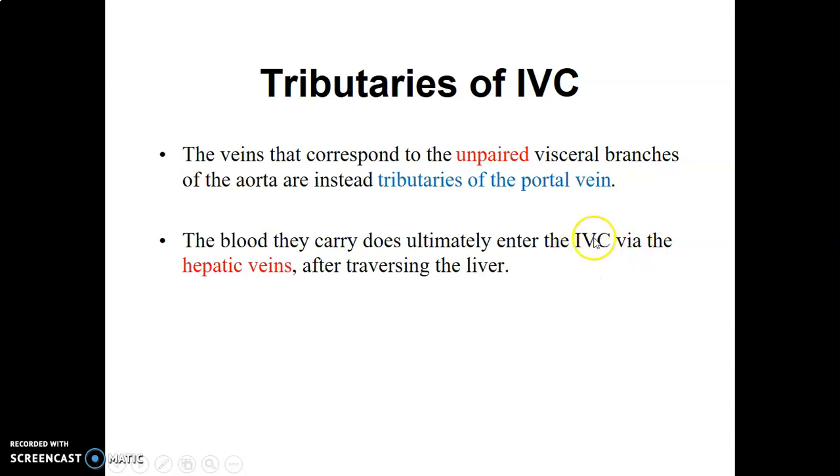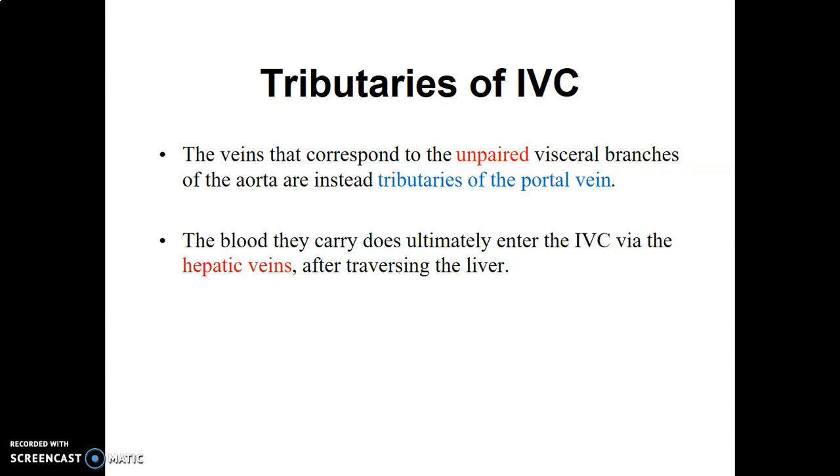The unpaired visceral branches are the inferior mesenteric, superior mesenteric, and celiac trunk. Remember, those are from the GIT, so they're carrying nutrients. They will enter the portal vein first, from the superior mesenteric vein and inferior mesenteric vein. The inferior mesenteric vein will get to the splenic vein. Then blood from the splenic vein will join the superior mesenteric vein to form the portal vein. The portal vein will enter the liver through the porta hepatis.